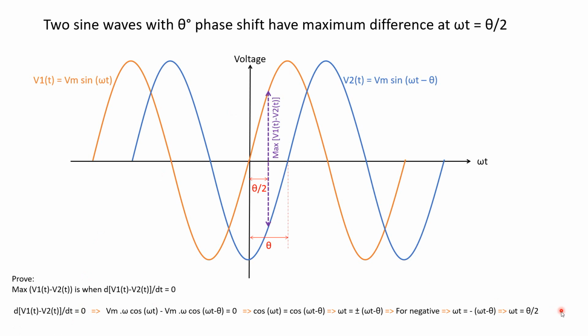Here I just put how to prove that mathematically, so if someone wants to look at that. It's just this function minus this function, and putting the derivative equal to 0, and then we reach the point that omega t equal to theta divided by 2 makes this one maximum.